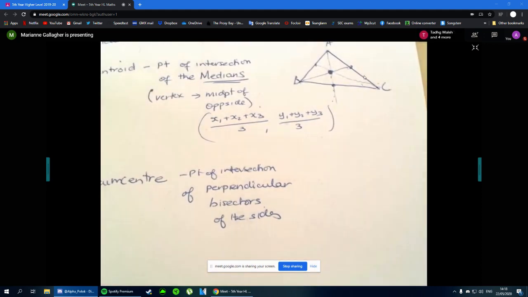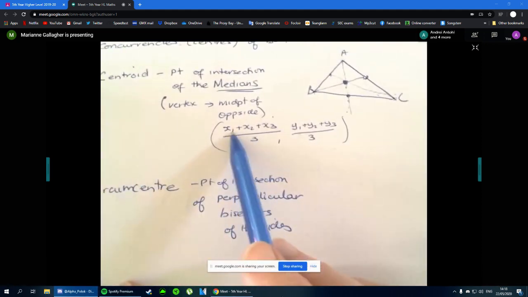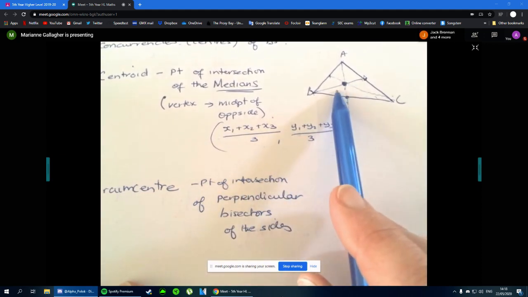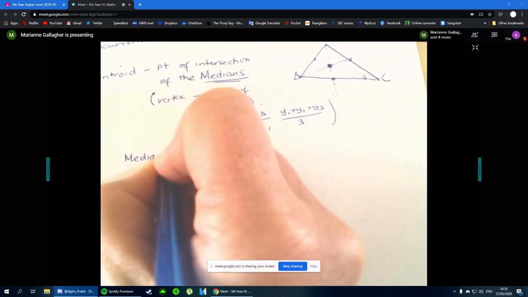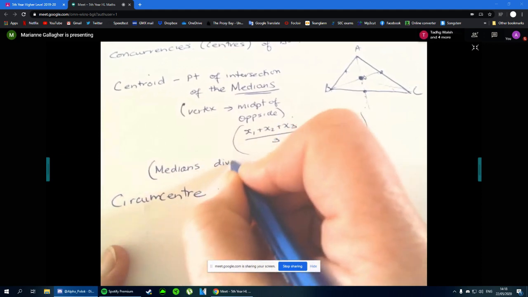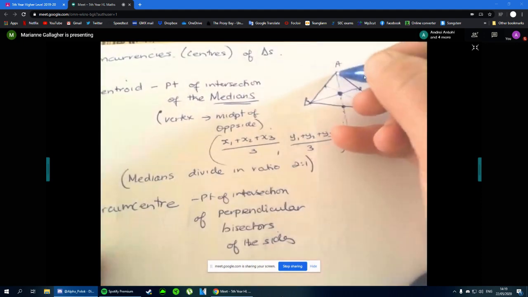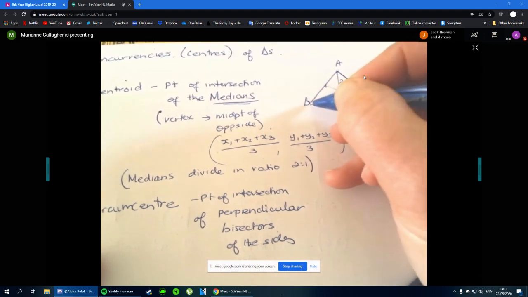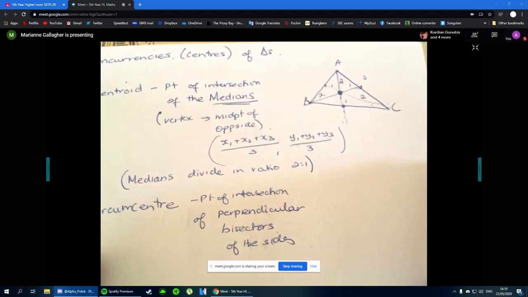Okay? So it's not a difficult formula to remember. If you just remember the centroid is the average of the x's for the x coordinate and the average of the y's for the y coordinate. Okay? And the one other thing I want you to remember about medians, and this is a kind of aside, but it does come up in questions, medians divide each other in the ratio of 2:1. So if this distance is going to be twice this distance. So this is in the ratio of 2:1. This distance is going to be twice this, and this is going to be twice this. Okay?